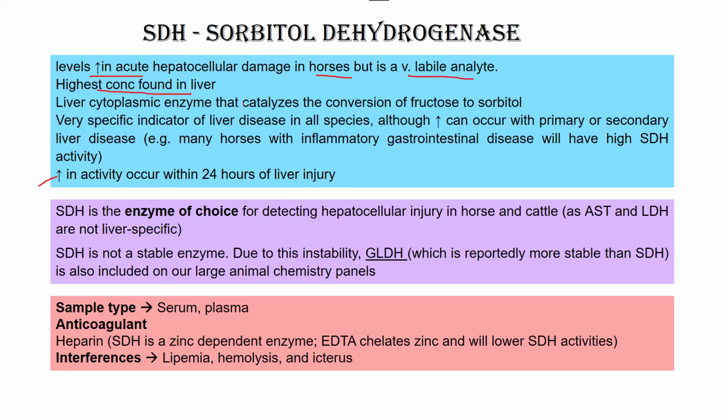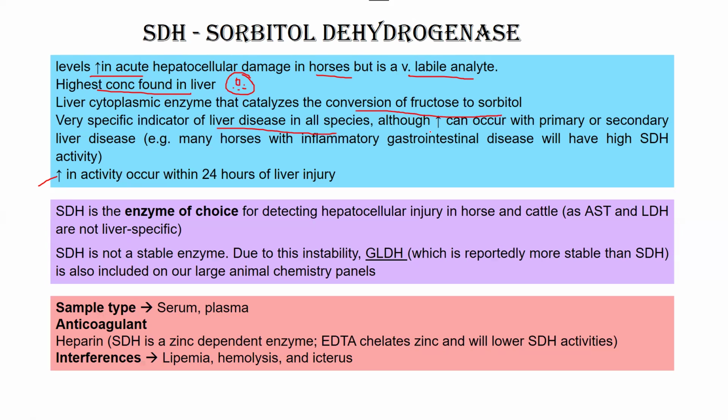It is present in the cytosol of the hepatocyte cells, and in the hepatocyte it causes the conversion of fructose to sorbitol, and it is a very specific indicator of liver diseases in all species. You should know that not only in horses, it is also a good indicator in pets. But ALT is good in pets only, but not in the horses. So it is a good indicator of liver diseases in all species.